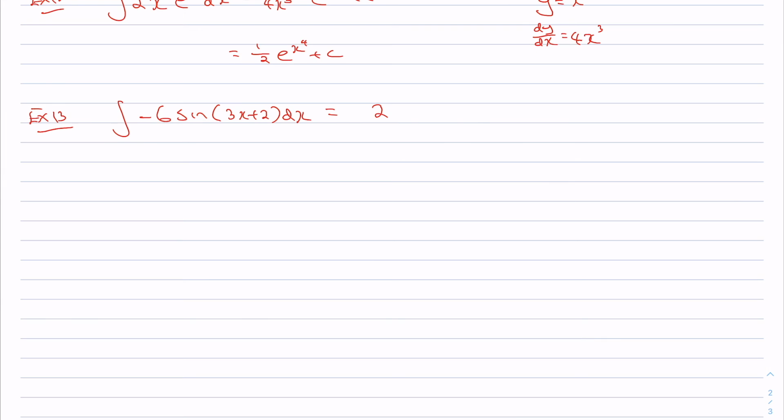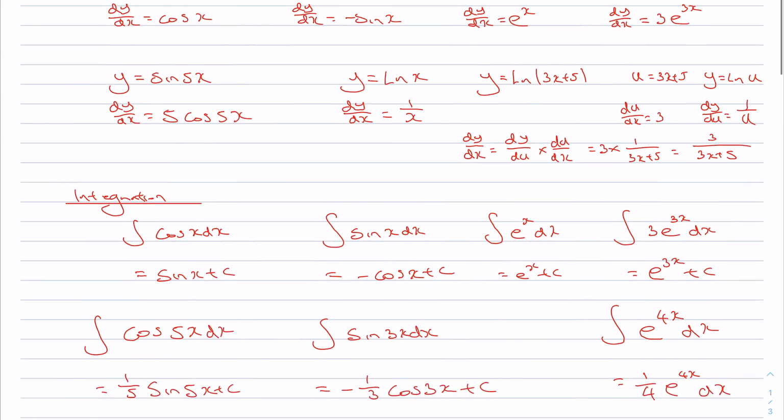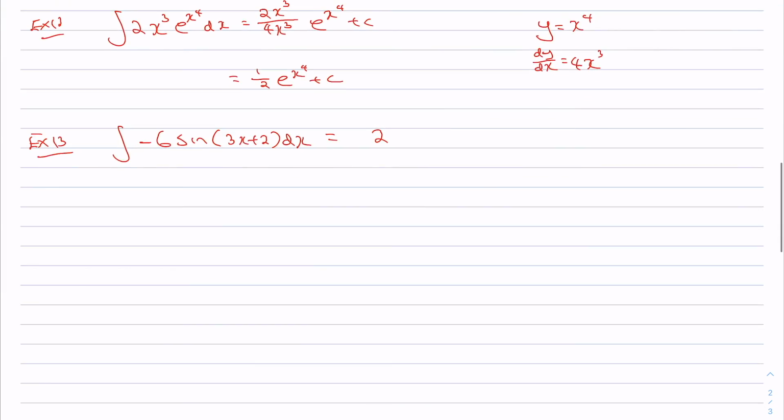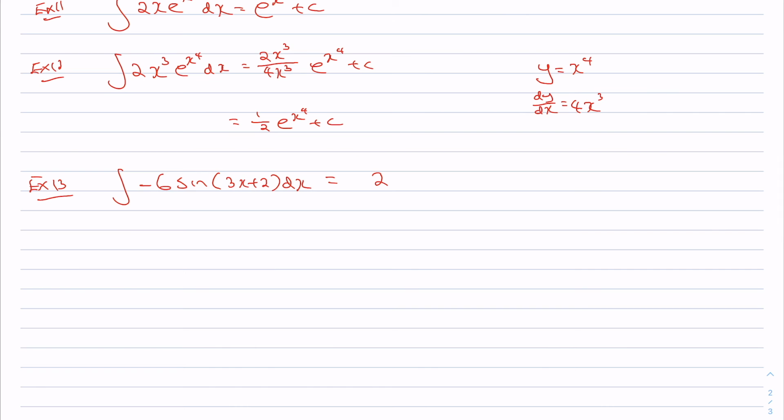Now, what is the integral of sine x? Well, the integral of sine x, as I mentioned, is minus cos. So we have a minus with a minus, so that means this is going to be a plus 2 cos 3x plus 2 plus c. And that's the answer. We have the constant because it's an indefinite integral.